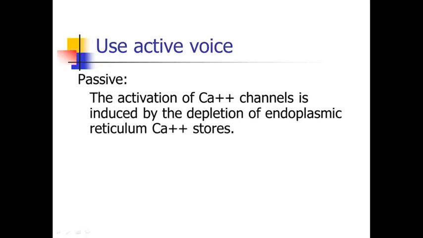So here's another example in the passive voice. The activation of calcium channels is induced by the depletion of endoplasmic reticulum calcium stores. So you can see that the passive voice also is kind of like the cause and the effect come backwards, right? It's the effect was caused by the cause, right? So it kind of inverts everything. So we have to again think about, well, what's the subject here and what is the object? So the subject, what's doing the inducing, is the depletion of endoplasmic reticulum calcium stores. What's being induced is the activation of calcium channels.